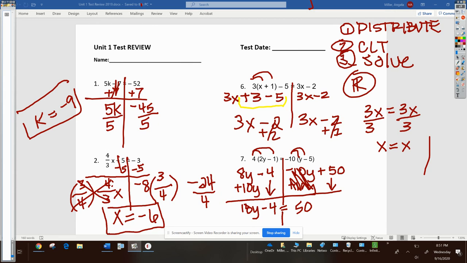Now I'm still going to need to isolate the y, so I'm going to add 4 to both sides. So I'm going to bring it over here. 18y equals 54. And if I divide both sides by 18, y is going to equal 3.